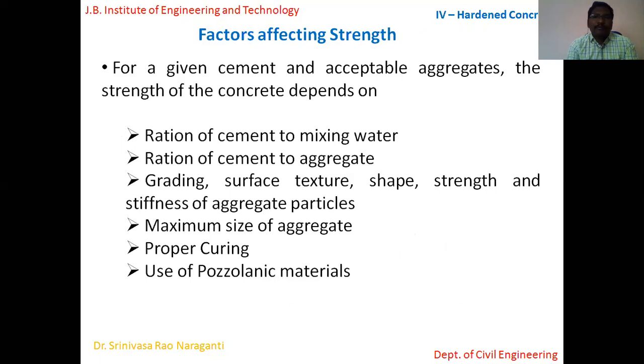As we have seen some of them, let me list them again. As we have seen in module 1 and module 2, the ratio of cement to mixing water, that means the water cement ratio, is one of the factors that affect the strength of the concrete. Then the ratio of cement to aggregate. The moment I say cement to aggregate, we're talking about gel space ratio as well. Cement to gel space ratio is another factor that affects the strength of the concrete.